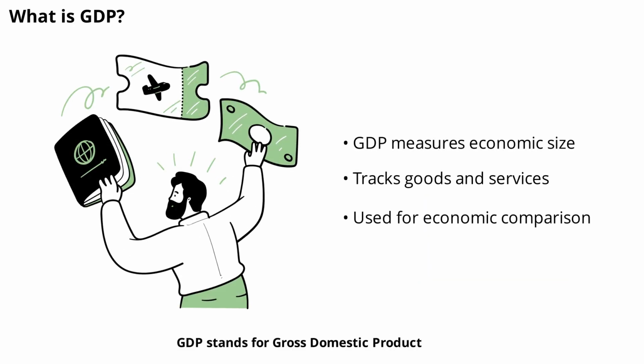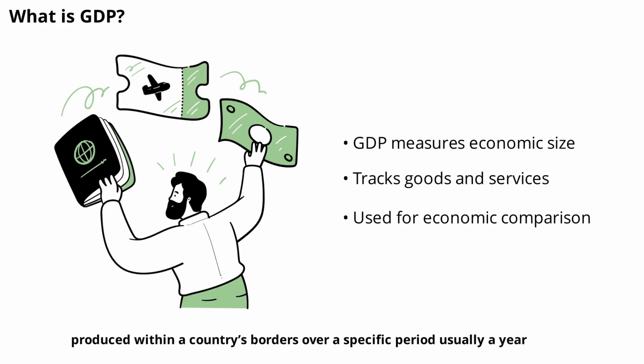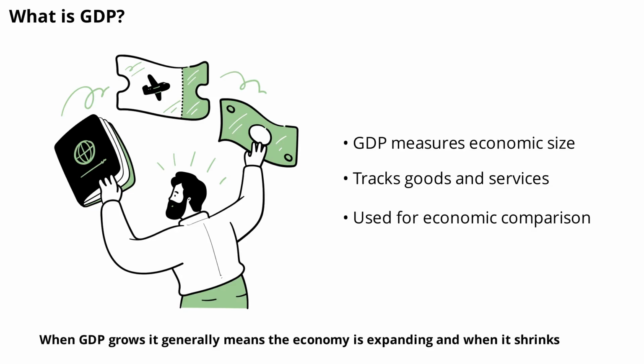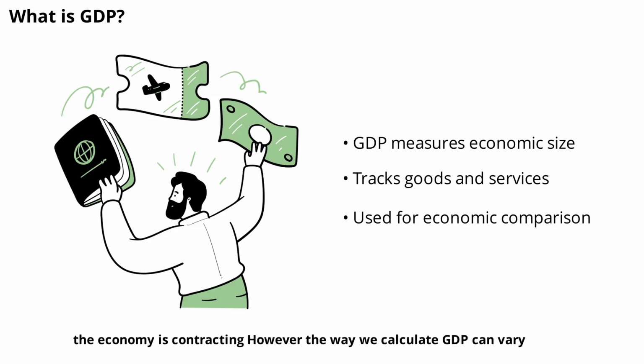GDP stands for gross domestic product. It's the total value of all goods and services produced within a country's borders over a specific period, usually a year. Economists use GDP to measure the size and performance of an economy. When GDP grows, it generally means the economy is expanding, and when it shrinks, the economy is contracting. However, the way we calculate GDP can vary, which brings us to the concepts of nominal and real GDP.